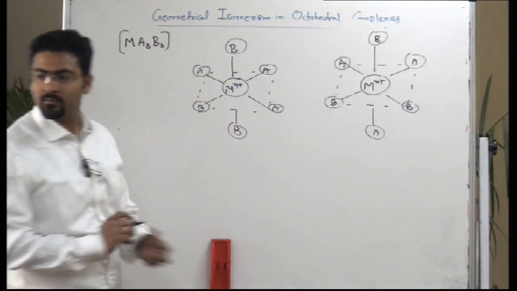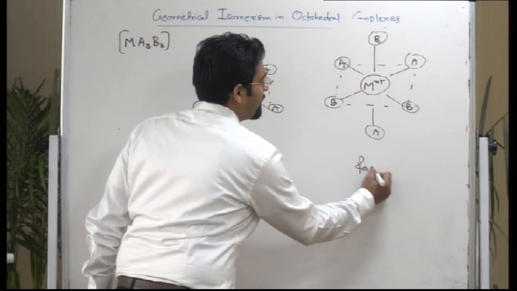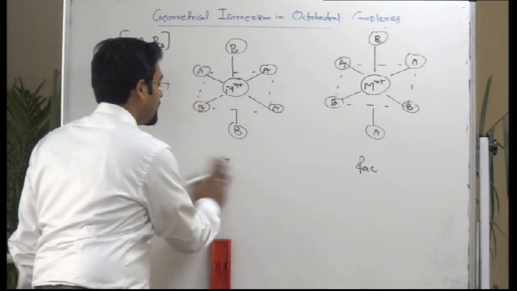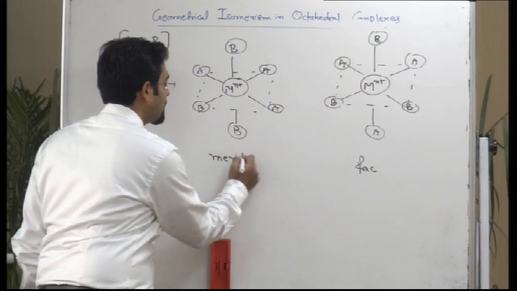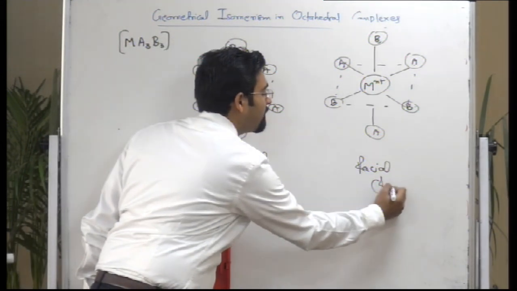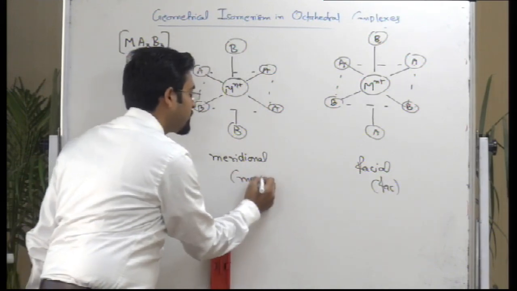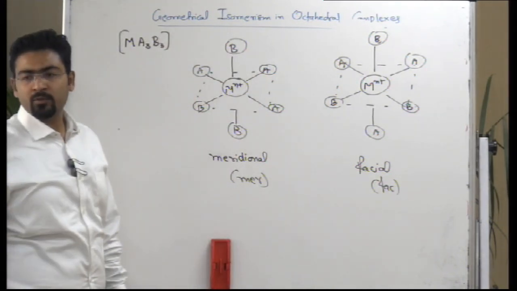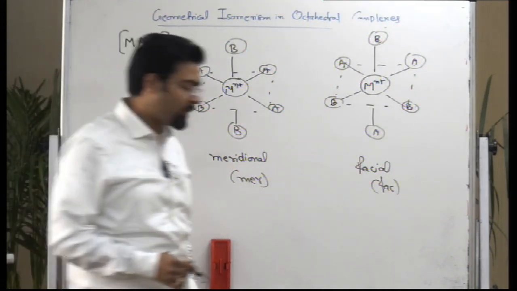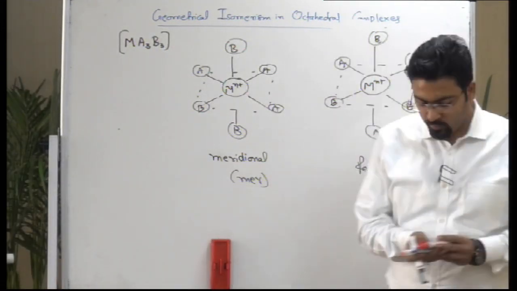any idea? Facial and meridional. In short, it's called FAC and MER. So sometimes it is also called FAC-MER isomerism. Right? Now, what is FAC-MER isomerism? Let's understand it through the three-dimensional geometry.